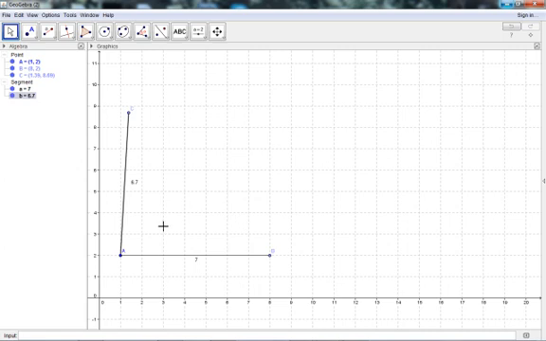Okay, so now the first choice was to put your angle measurement between here at angle A. Oh, and you can also click on the move, and whatever you touch next gets moved.